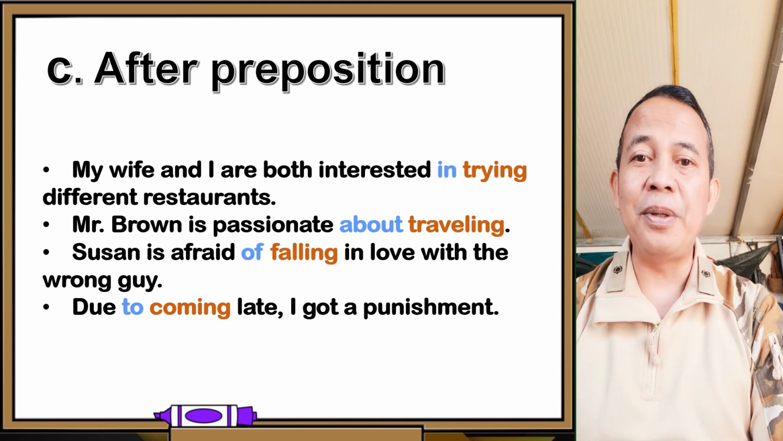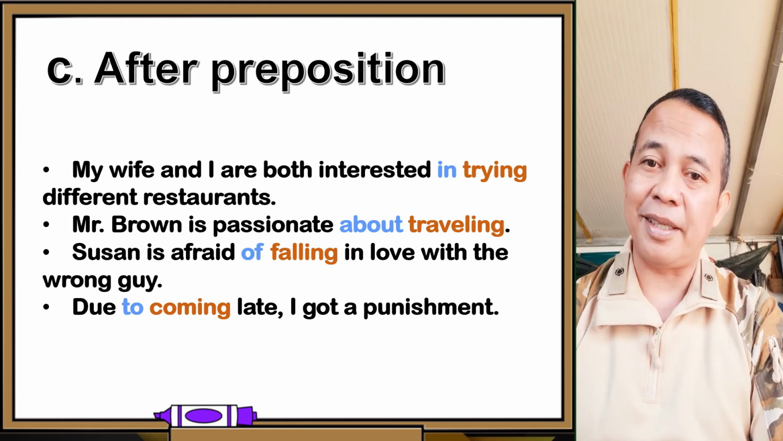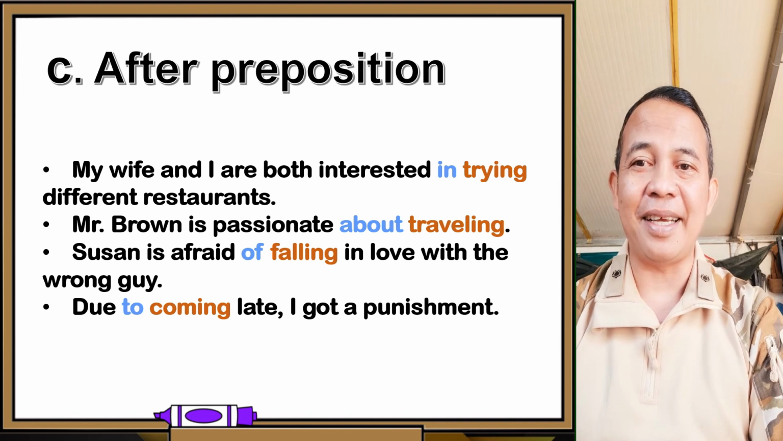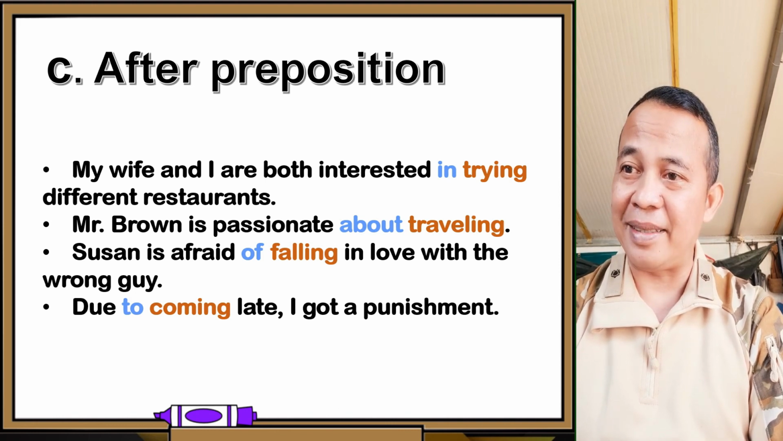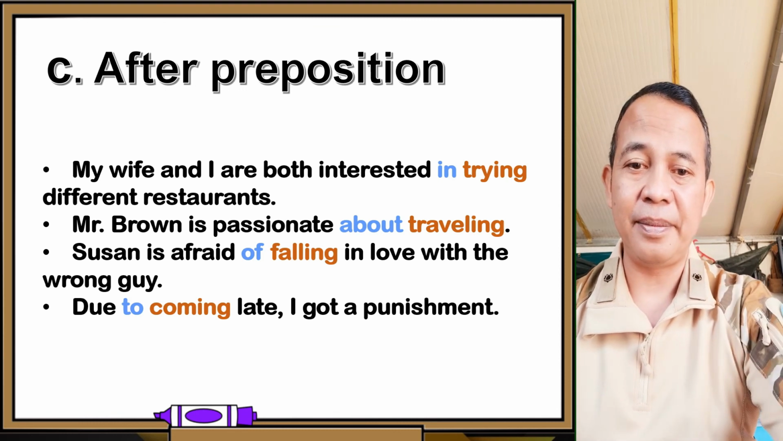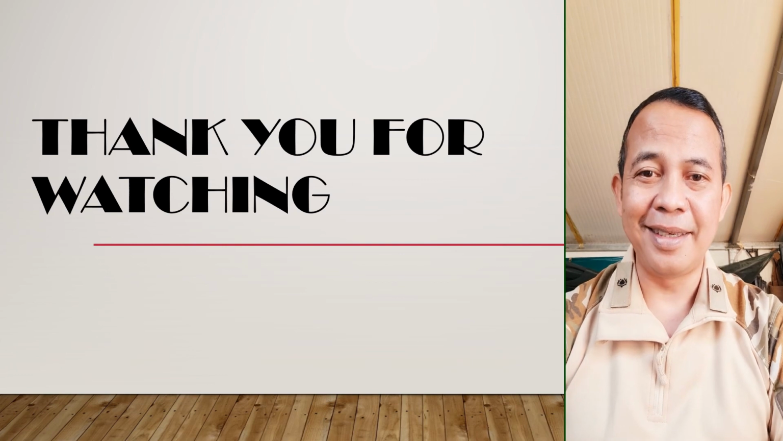Or, if it is a verb, then you need to change it into a noun. How? Again, by adding ing. So that's, for example, my sentence: Due to coming late, I got a punishment.